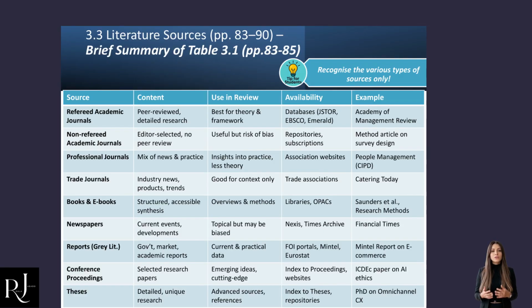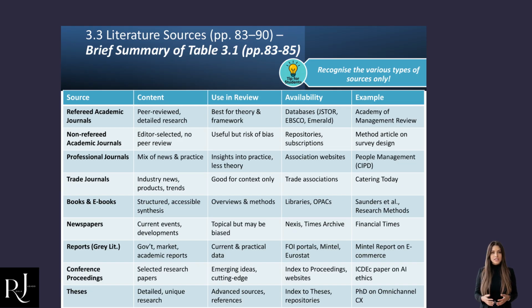Table 3.1 provides a detailed summary of sources. When it comes to theories and frameworks, refereed academic journals are your best bet. This is because they are peer-reviewed, which means that other experts in the field have carefully examined and approved the research. For example, in a study about AI in healthcare, a peer-reviewed journal like Artificial Intelligence in Medicine would offer in-depth theoretical knowledge and well-established frameworks for using AI algorithms in diagnosing diseases.